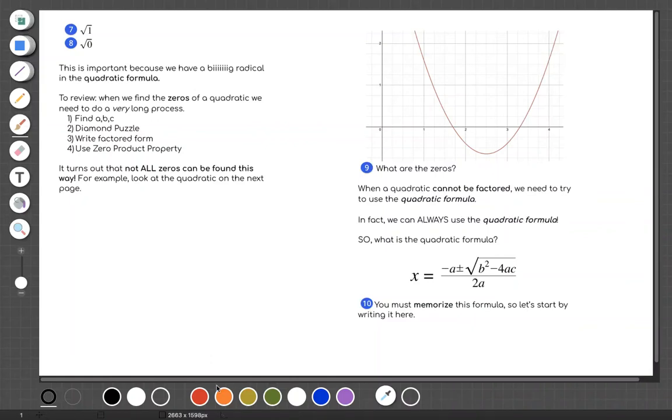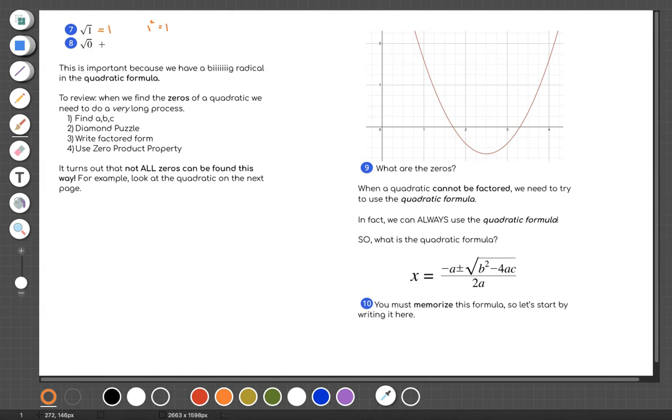All right, really quickly, I just want to review just 7 and 8, just to see if you got that. So what is the square root of 1? Well, don't overthink these all the time. It is very simply 1, right? Because 1 squared equals 1. 1 times 1 is 1, so the square root of 1 is just 1.